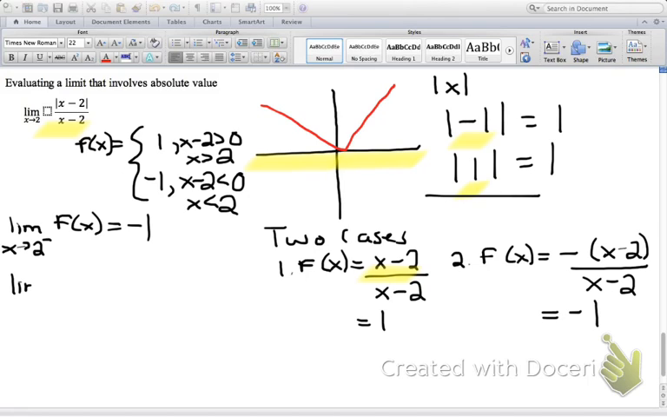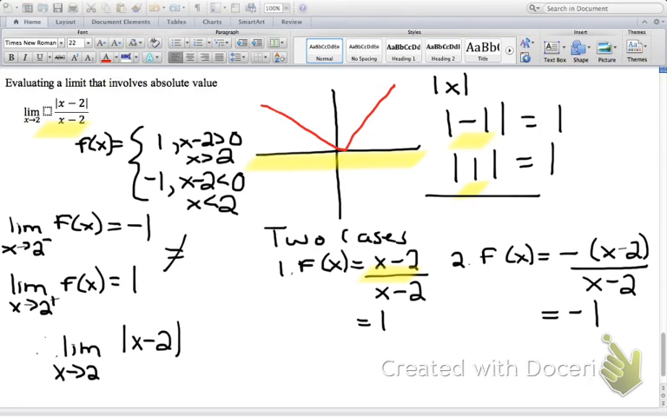Now if we were to look at the limit as x approaches 2 from the positive side of our function, that is going to give us positive 1. Now since these limits are not equal to one another, we know, therefore, the limit as x approaches 2 of the absolute value of x minus 2 over x minus 2 does not exist.